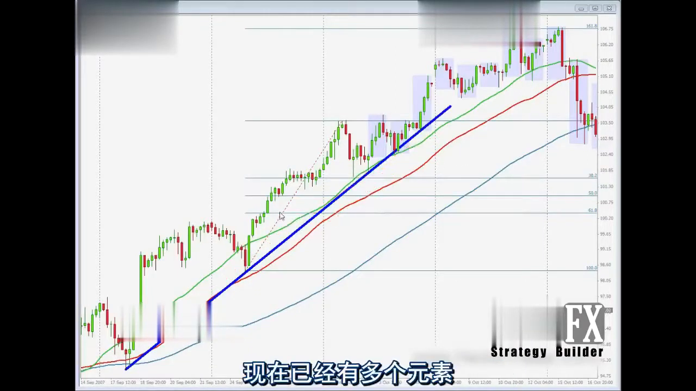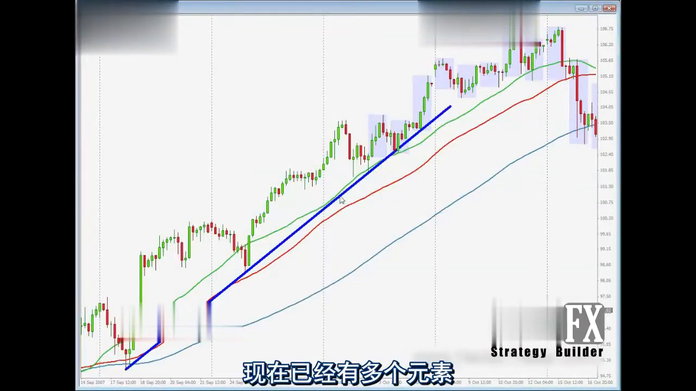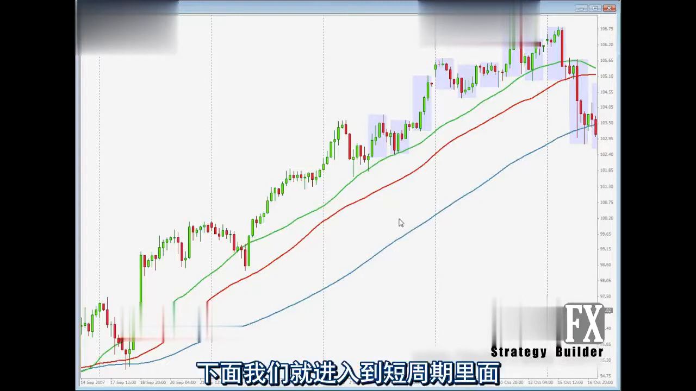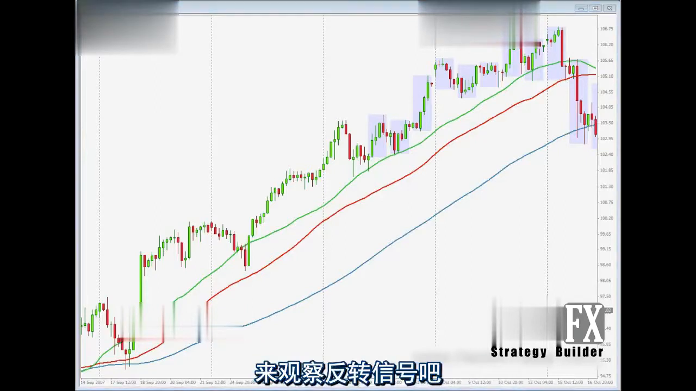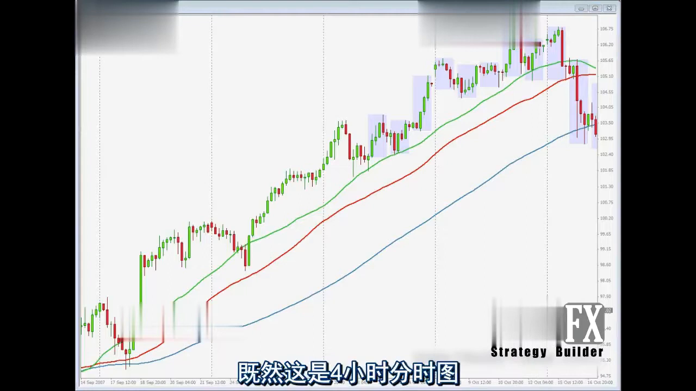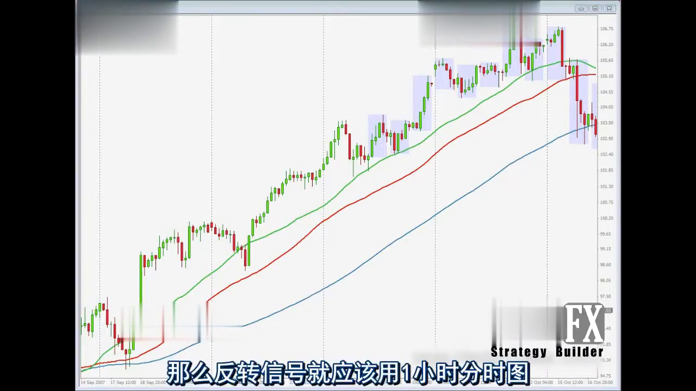Okay, so we have a few elements coming together, forming a cluster, a congestion of different elements of resistance. And now it's time to zoom into the setup chart in order to spot a possible 1, 2, 3 reversal formation. Well, any type of reversal formation, but in this case I want to focus on a 1, 2, 3 formation. Since the setup chart is the 4 hours time frame, I'm going to be zooming into the 1 hour time frame to search for those reversal formations.